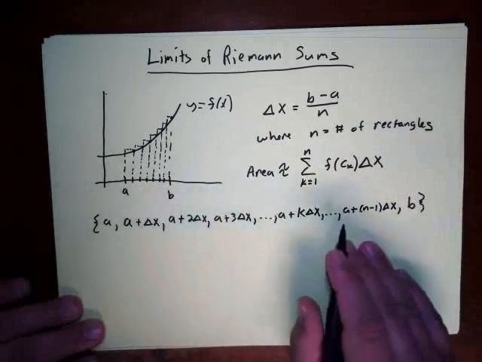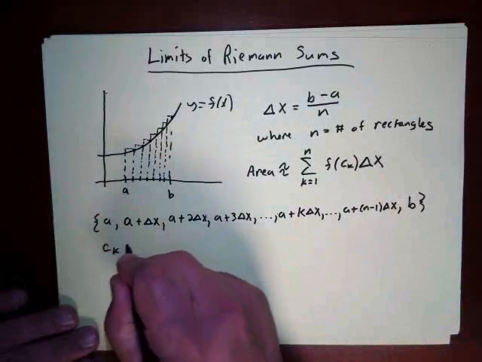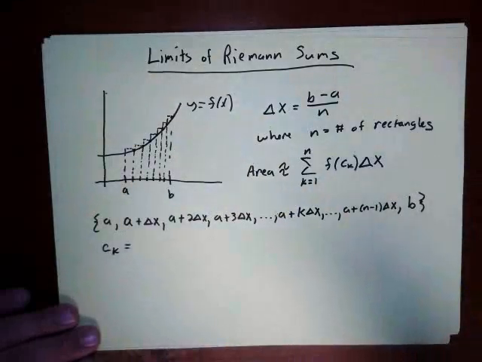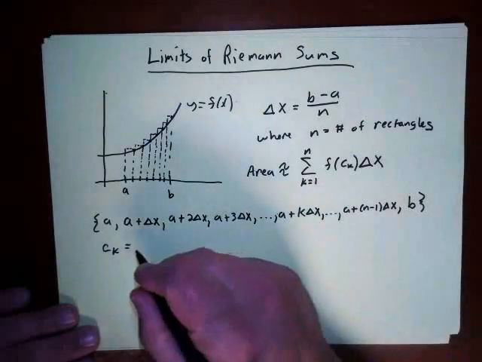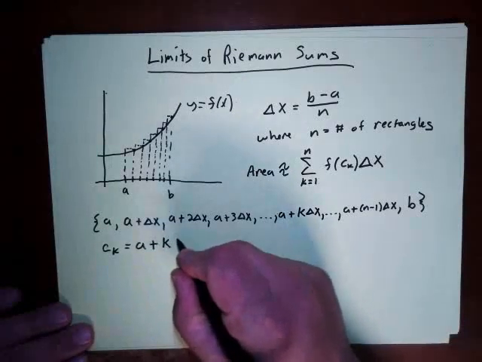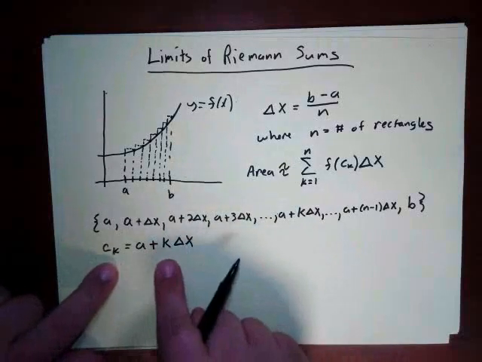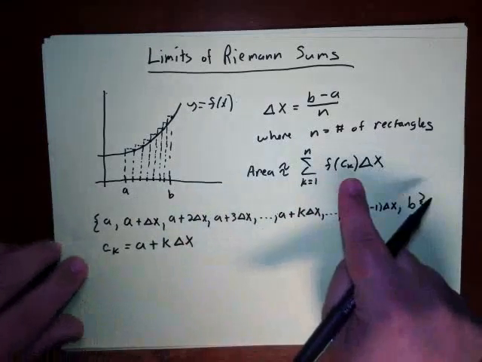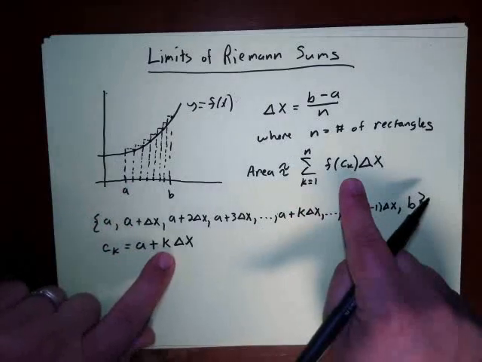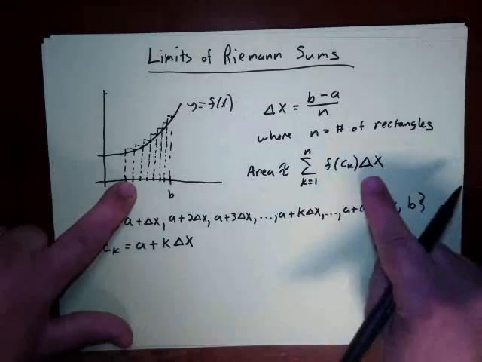And the reason for that is that I'm going to want the expression here. So let me write CK. My CK, in terms of the kth rectangle, like the first rectangle, the second rectangle, the third rectangle, I'm going to let this expression be a plus k times delta x, if that makes sense. Okay? And so when k is 1, I'm dealing with the area of the first rectangle. And so when k is 1, I'd be plugging 1 here, and I'd have a plus delta x, which gives me the right endpoint of the first rectangle.